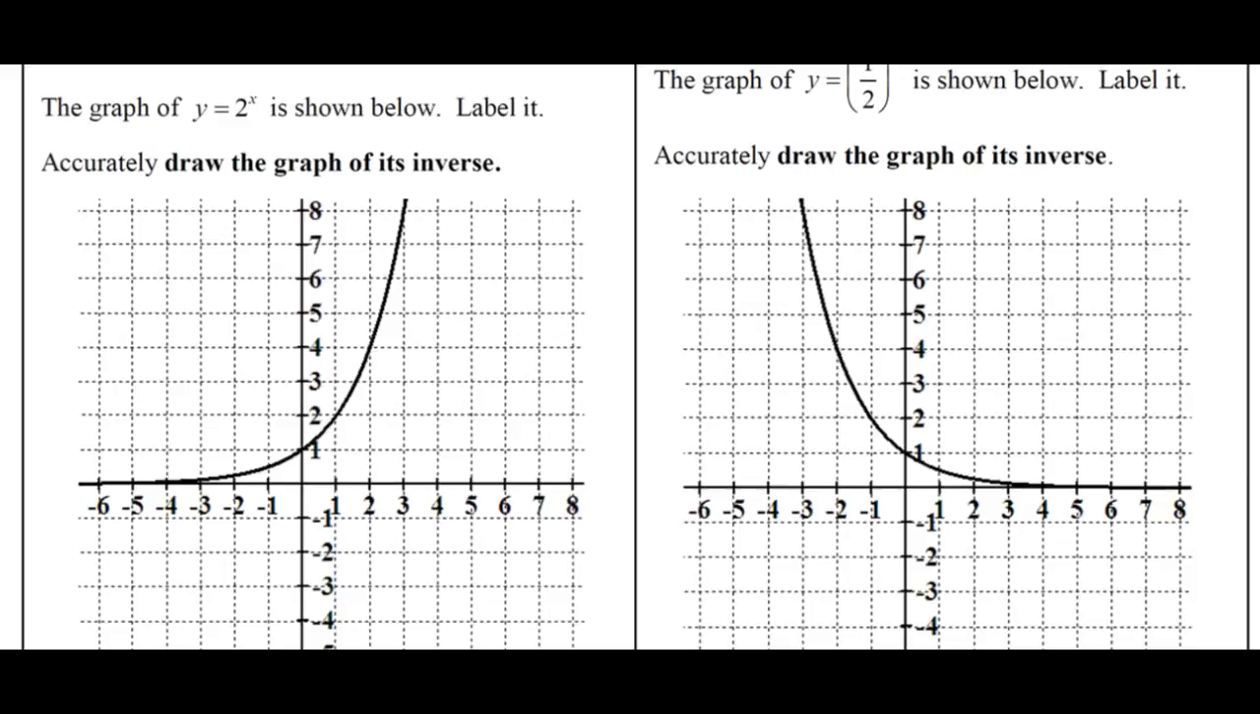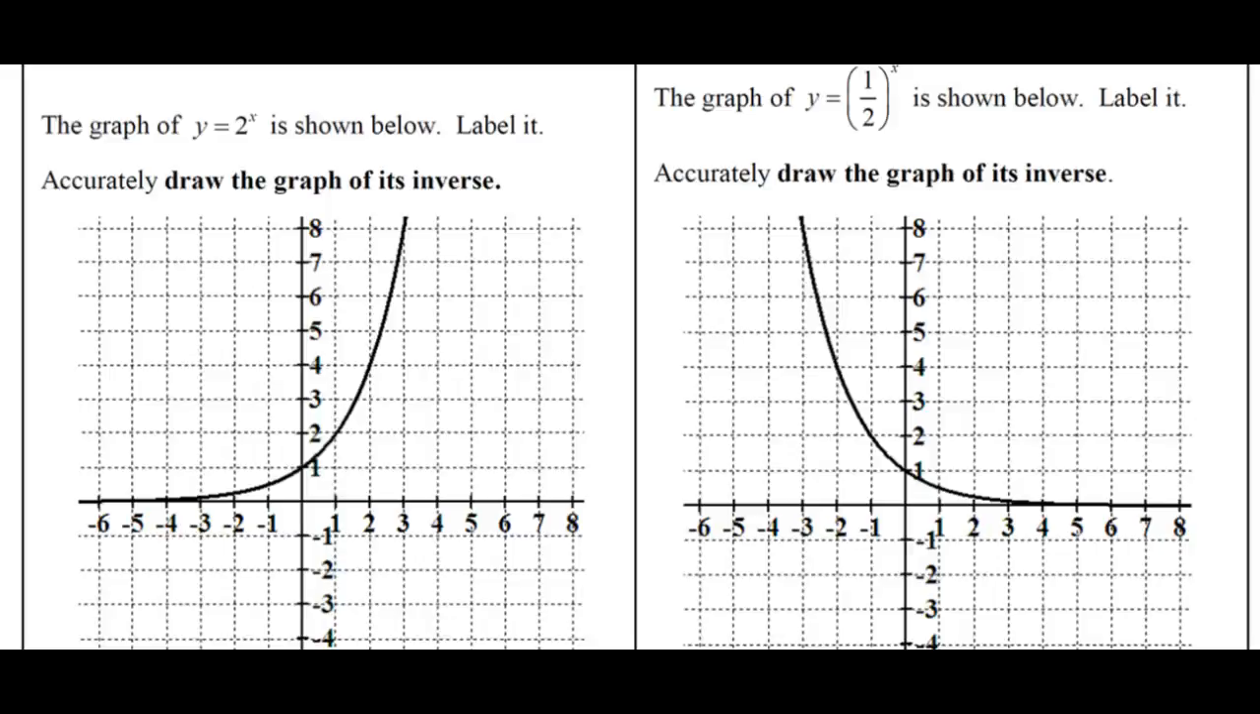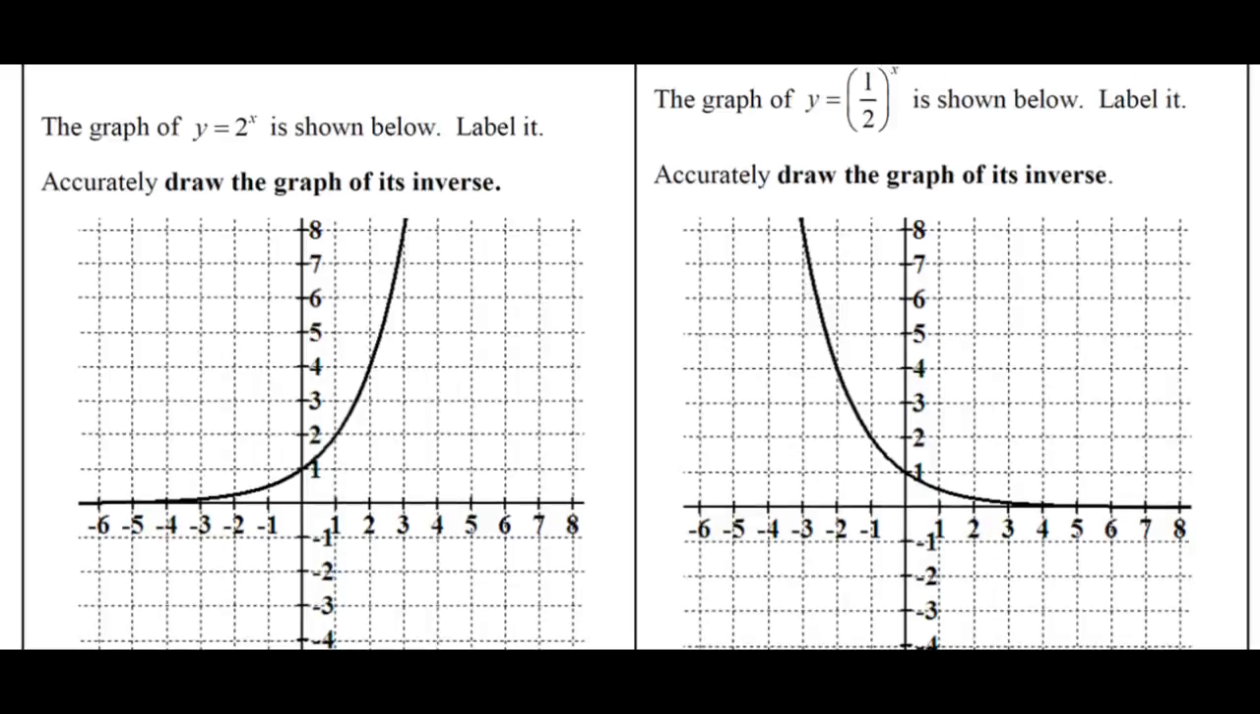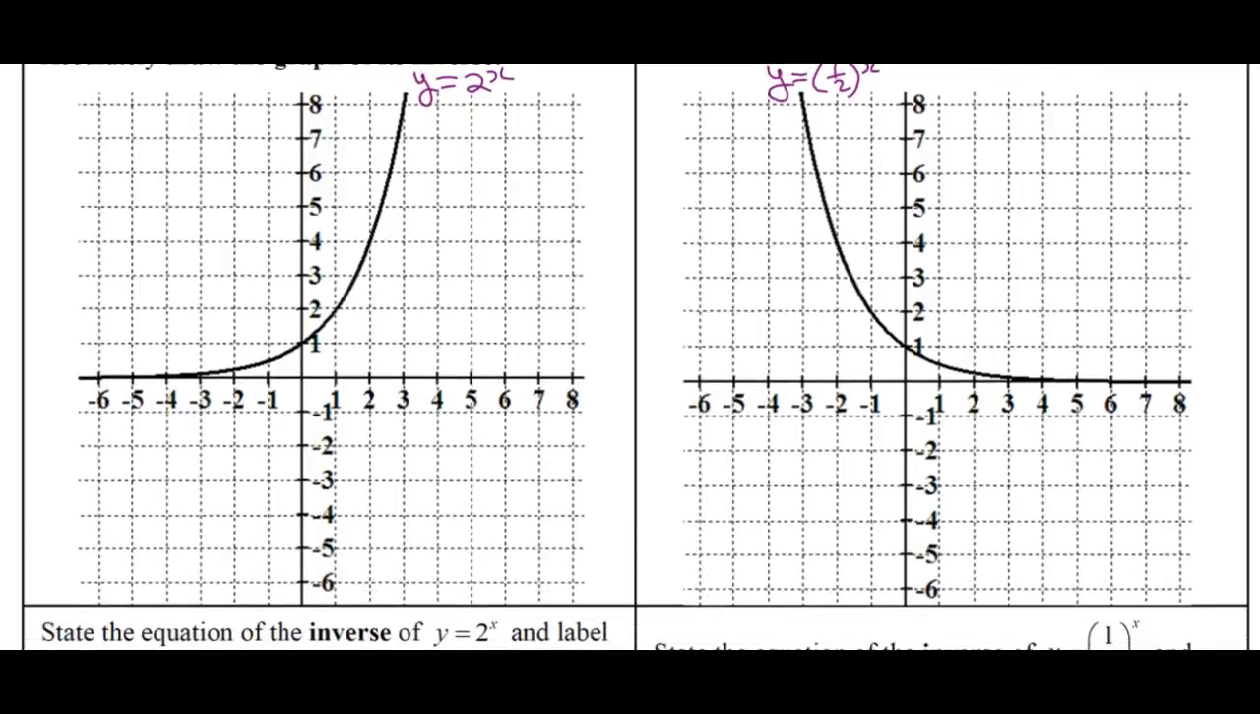So here's the graph of y equals 2 to the x, and on the right side, the graph of y equals (1/2) to the x. Label it. So this is y equals 2 to the x, this is y equals (1/2) to the x. It's customary to put parentheses around a base that's not just a single number, like a fraction. Accurately draw the graph of its inverse.